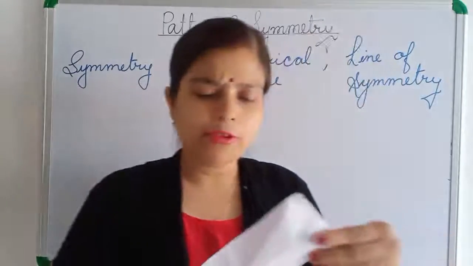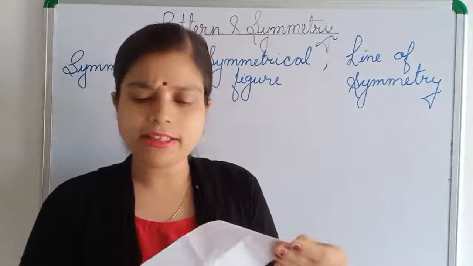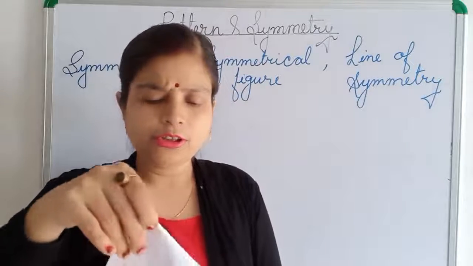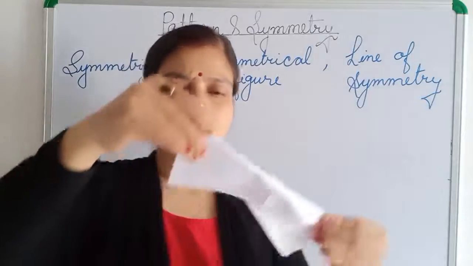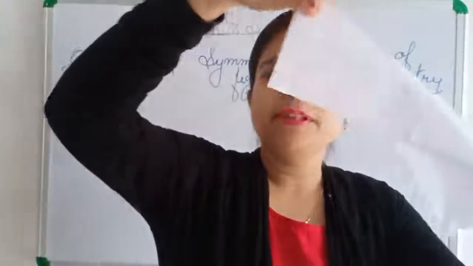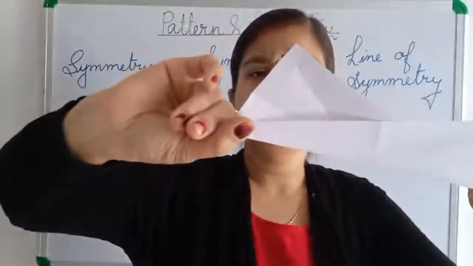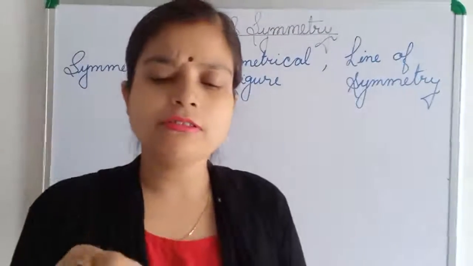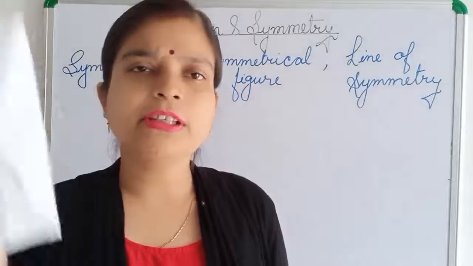Again, if we fold from this direction, another diagonal direction, then also it is not dividing into two equal halves. Both side paper is coming out. You can see this side and that side. It is not covering each other. So this is also not a line of symmetry for this shape.